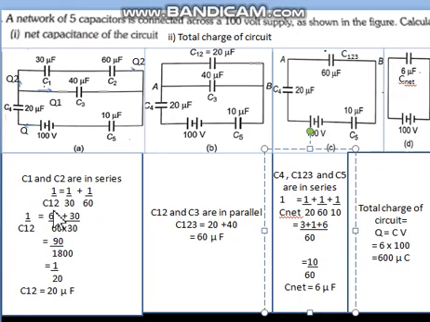So 1 by C12 equal to 1 by 30 plus 1 by 60. We have to solve this by taking LCM. 60 into 30, suppose LCM. 60 plus 30 in the numerator. Finally, if we simplify it, the answer will be obtained 1 by 20. So 1 by C12 answer is 1 by 20. That means C12 answer is only 20 microfarad.